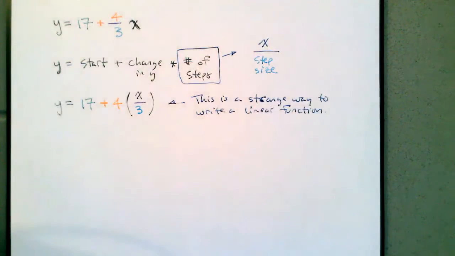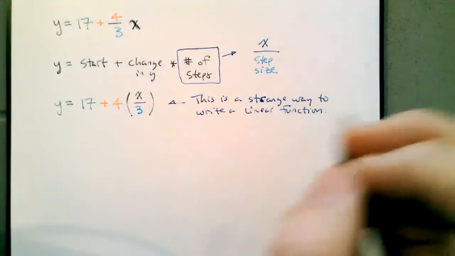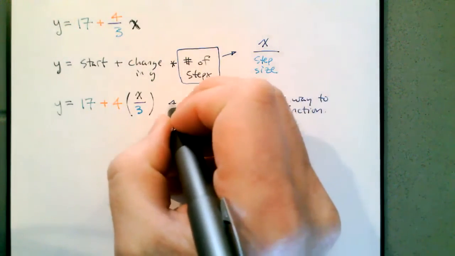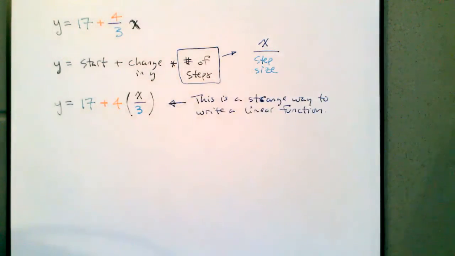And indeed, this is not how I would want you to write a linear function. If you get out of this class and start writing your linear functions this way, people are going to think you're strange. So if you want people to think you're strange in the way that you write your linear functions, go ahead and write them this way. This is not about how I want you to write linear functions. This is a strange way to write a linear function, but this is exactly how I want you to think about linear functions.